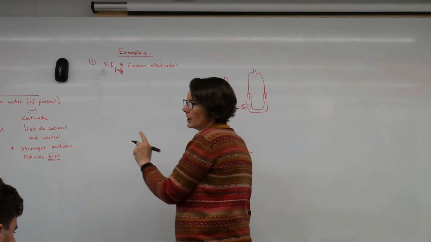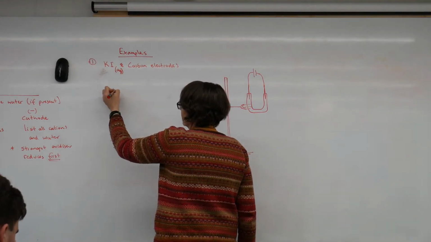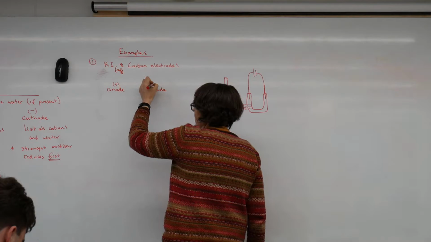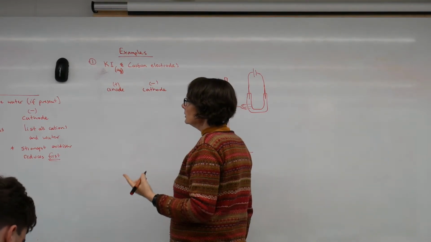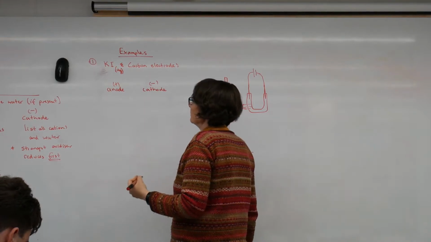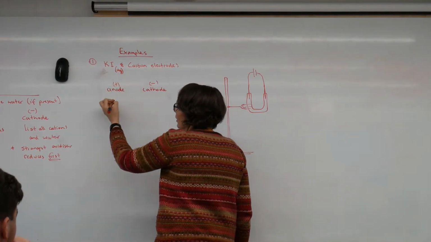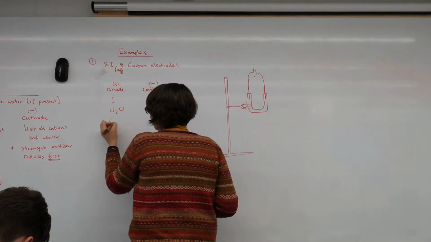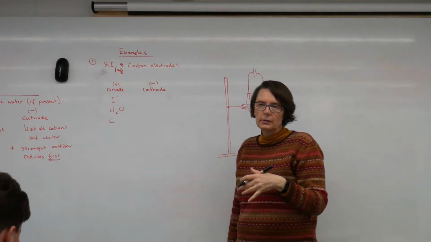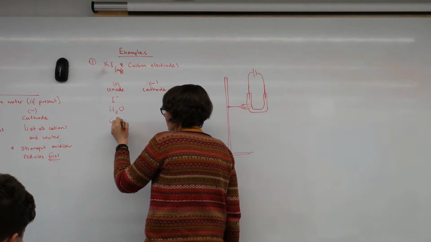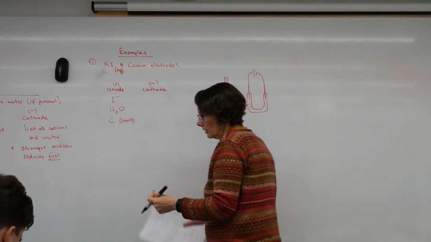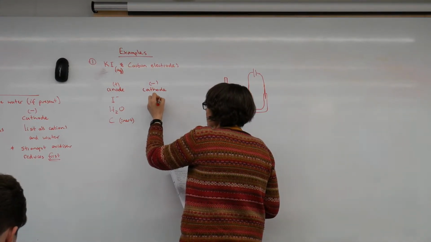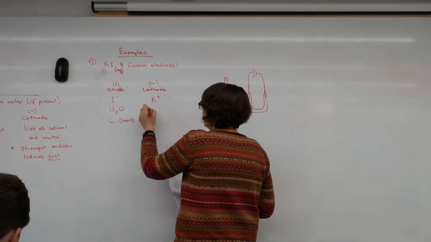Now remember, our process is to list the anode and the cathode, and that the anode has a positive charge and the cathode has a negative charge. We want to list all of the anions and water that's present. So I have iodide ions present, and I have water present. I also have a carbon electrode, but it's inert, so that's not really going to impact our reaction here. For our cations, we've got potassium ions, and we also have water.